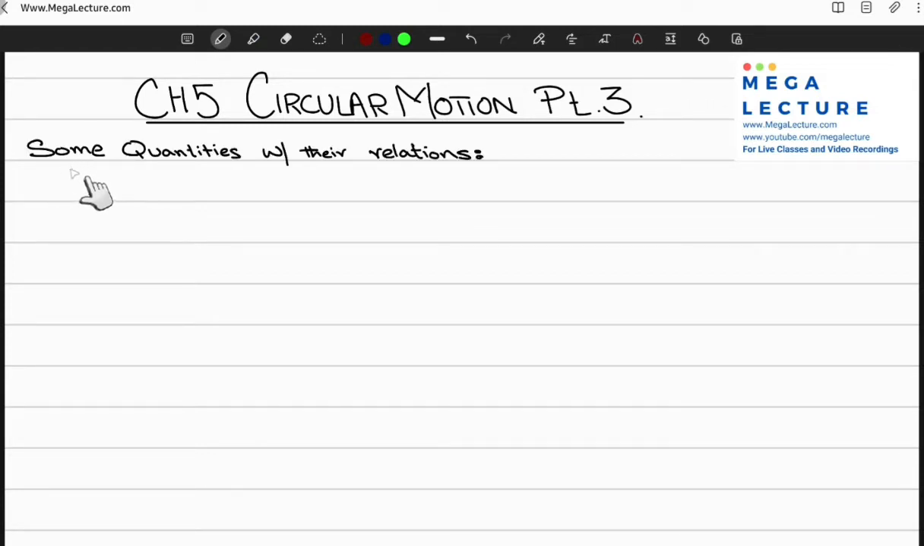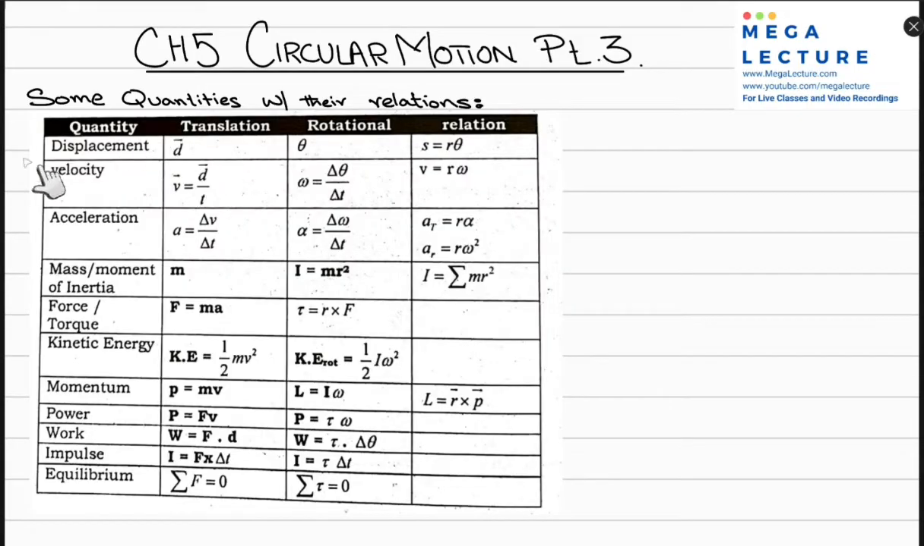So let's start by listing some of the quantities with their relations to each other. Specifically, we'll list the translational and rotational quantities, and we'll see how we can relate those two quantities. So here is a list of quantities, the translational version of them and the rotational version of them. And here we have the relation between the rotational and the translational version of these quantities.